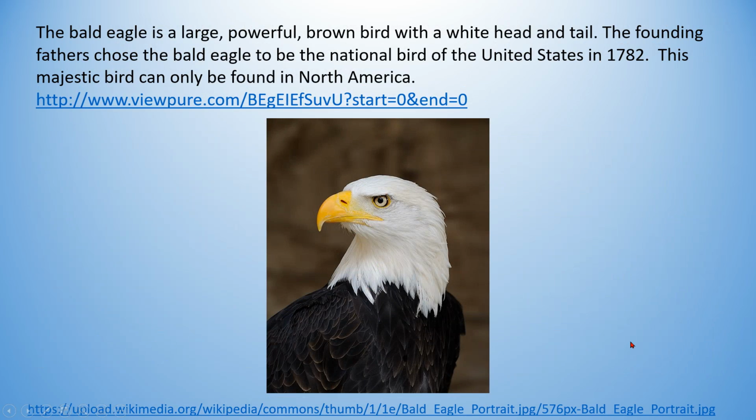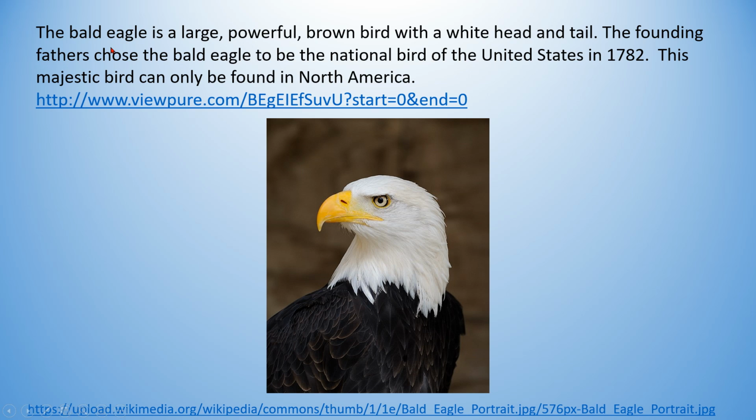Okay, here is another symbol of our country. Do you know what that is? Can you name it before I say it? See if you can say it. What is it? Well, it is the bald eagle.